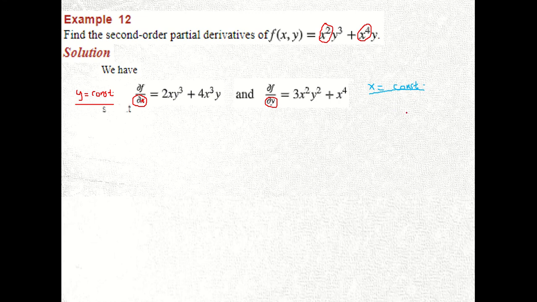Now for the first part, this is the result. This is the first order partial derivative with respect to x and with respect to y. Now for the second order partial derivatives, you have to differentiate it again with respect to x. So still with respect to x, here we still consider y as constant.